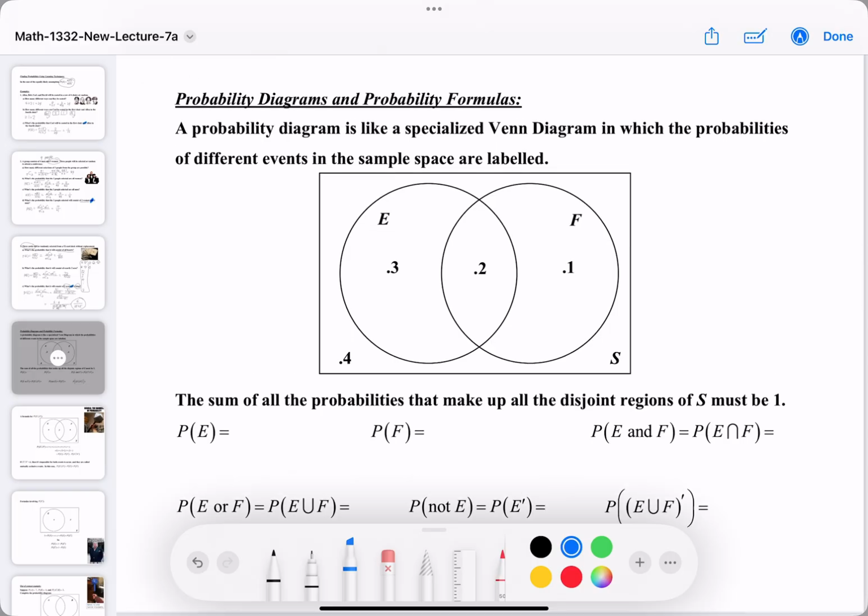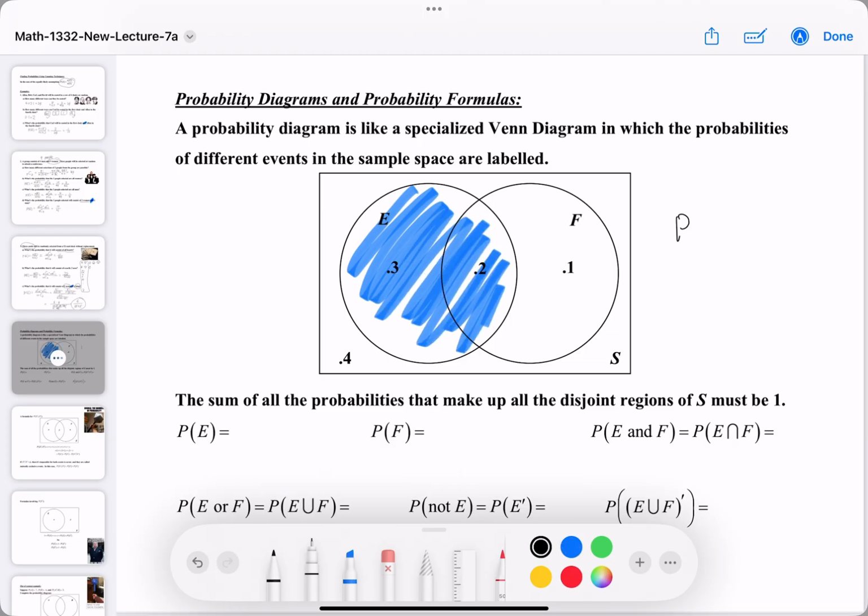A probability diagram is like a specialized Venn diagram in which probabilities of different events in the sample space are labeled. So in this diagram, we're not having the numbers of elements like 3, 2, and 1. These are probabilities, and they are decimals. So the probability of event E, or we say P of E, is the blue shaded area. It is 0.3 plus 0.2, which is 0.5.